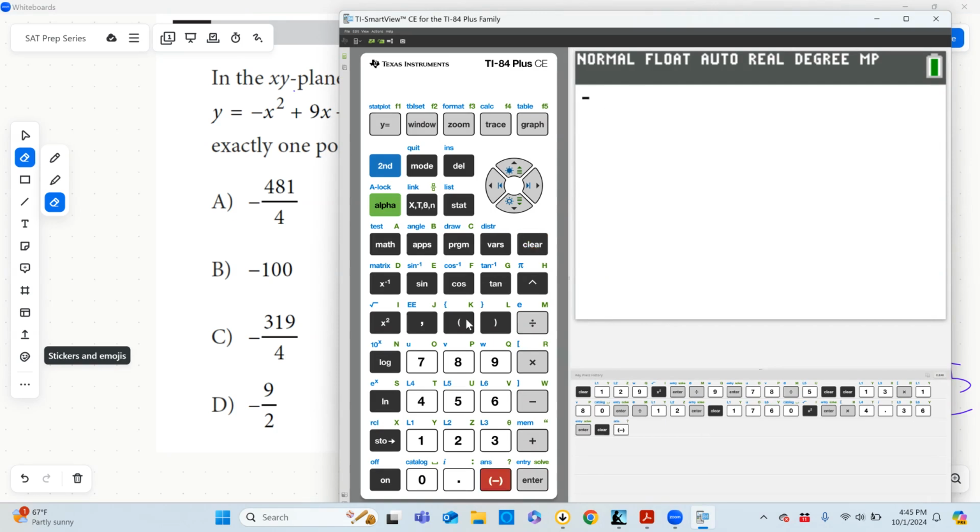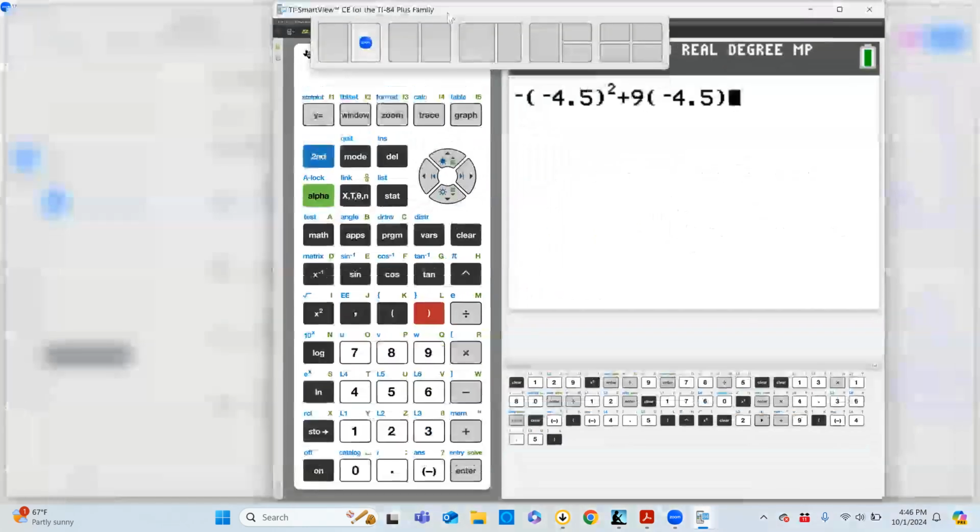We want to do negative, and then my x value that I'm plugging in is negative 4.5. You can have a double negative. Don't let that scare you. So negative, negative 4.5 squared, plus 9 times negative 4.5. And I think we want to subtract 100 here. Yes, we do.